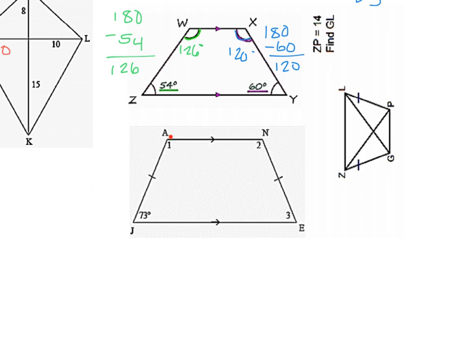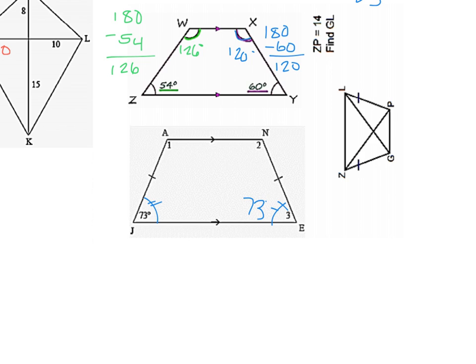Looking at this next trapezoid here, we can see that, again, they marked it for us. Trapezoids should have one set of parallel sides, and they marked these two sides congruent to each other, which means it's an isosceles trapezoid. So there are some special things that we know. So go ahead and take a few minutes to figure out what 1, 2, and 3 are.